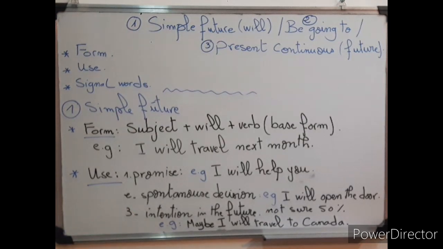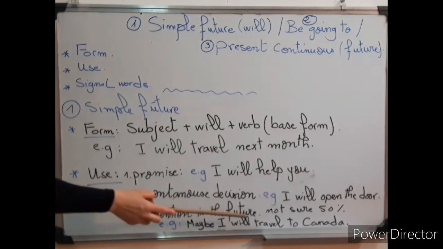Also to talk about intentions in future, things we want to do in the future, and I'm not sure. Okay? This is the difference. Okay? Intentions in future and these intentions are not sure. Things that I'm thinking of doing in the future, but not certain, maybe yes, maybe no. I might do them, I might not do them, so not sure.